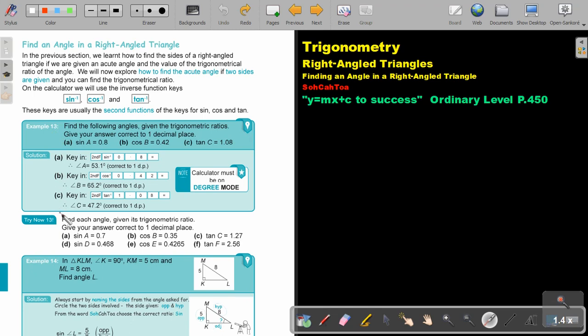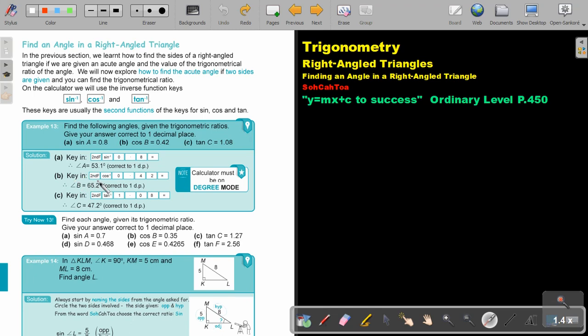So let's look at an example. Find the following angles given the trigonometrical ratios. Give your answers correct to one decimal place. Remember, in this syllabus, answers of angles will be one decimal place. So if I give you this, you will just press on your calculator shift or second function, then you press the sin key, then you press 0.8, then you press equal, and then you get your answer. Again, make sure your calculator is on degrees.